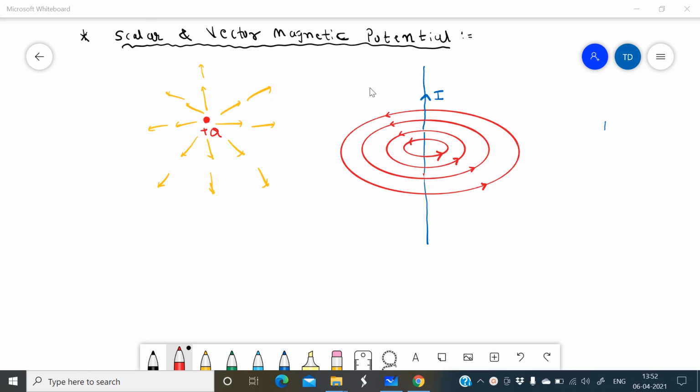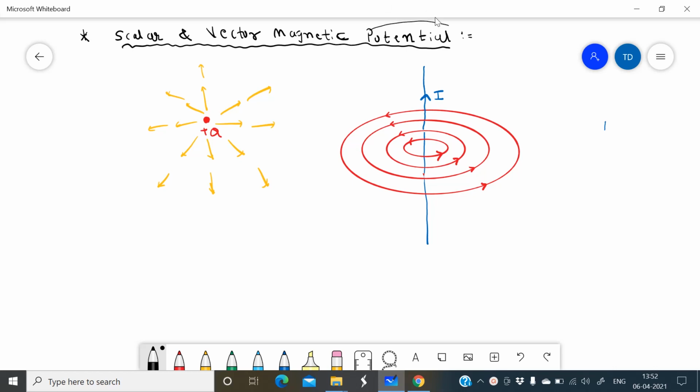Next topic, scalar and vector magnetic potential. As we know, what is the source of electric field? Fixed charge. Here plus is a fixed charge, so it produces an electric field. And what is the source of magnetic field? Moving charge, or you can say the current. So this DC current is a source of magnetic field. This red line indicates the magnetic field.